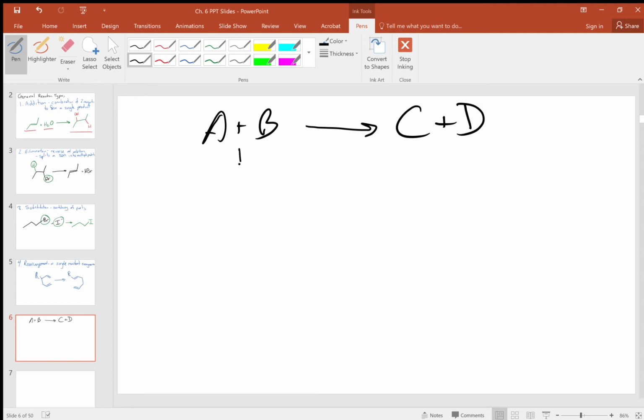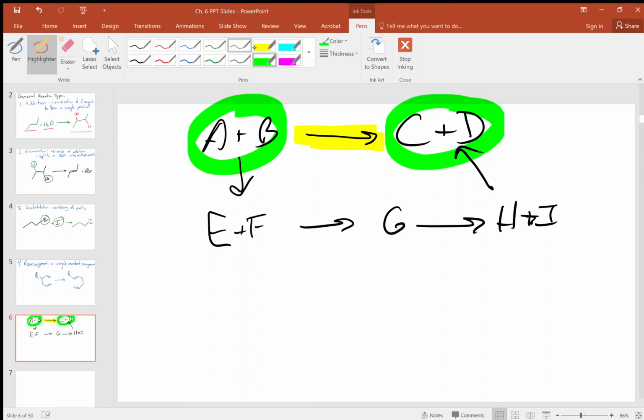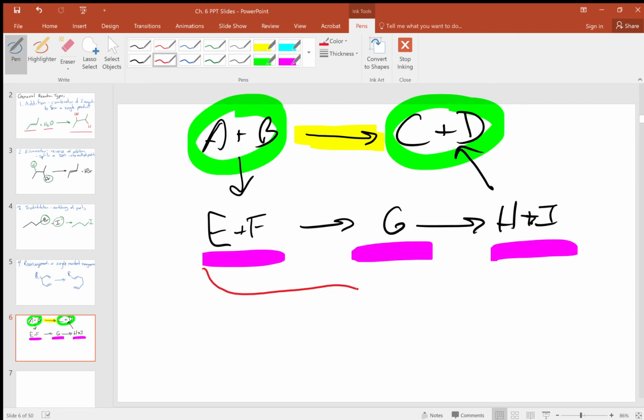We might have that A and B react to form E and F, which then form G, which forms H and I, which go to the products. So even though the reaction is drawn as starting materials and products, there might be multiple steps in the middle. And hopefully you recall from Gen Chem what you would call each of these. These are known as intermediates.